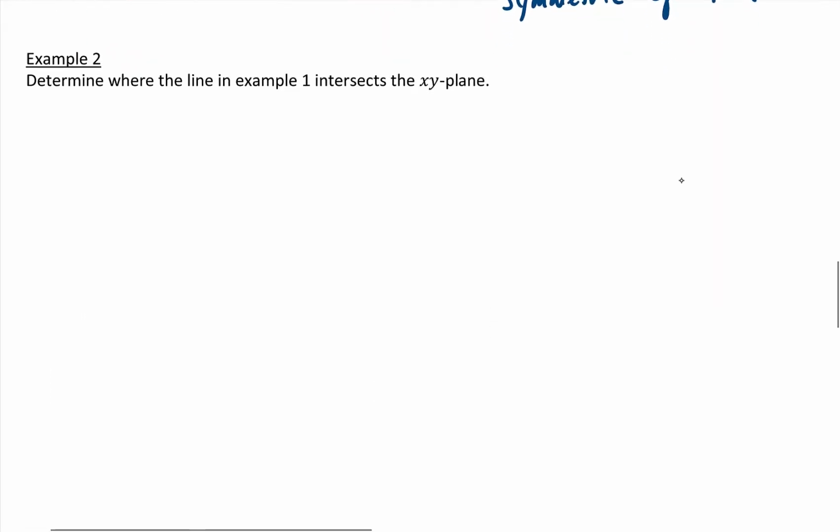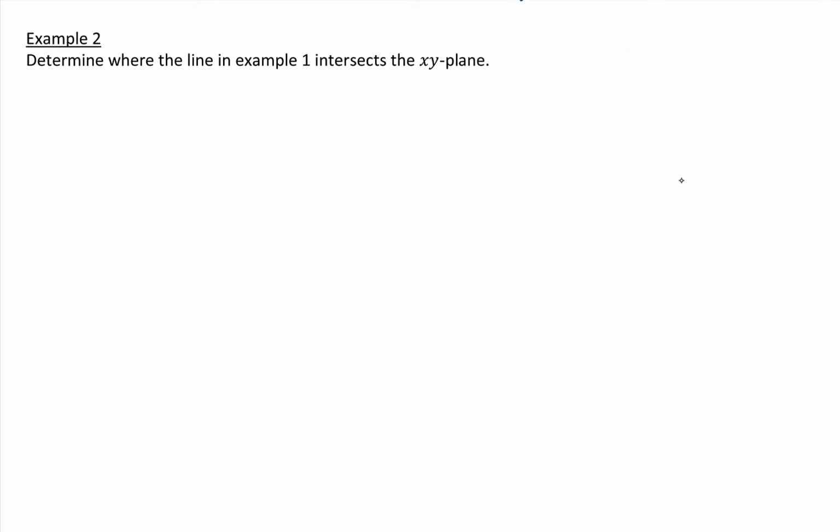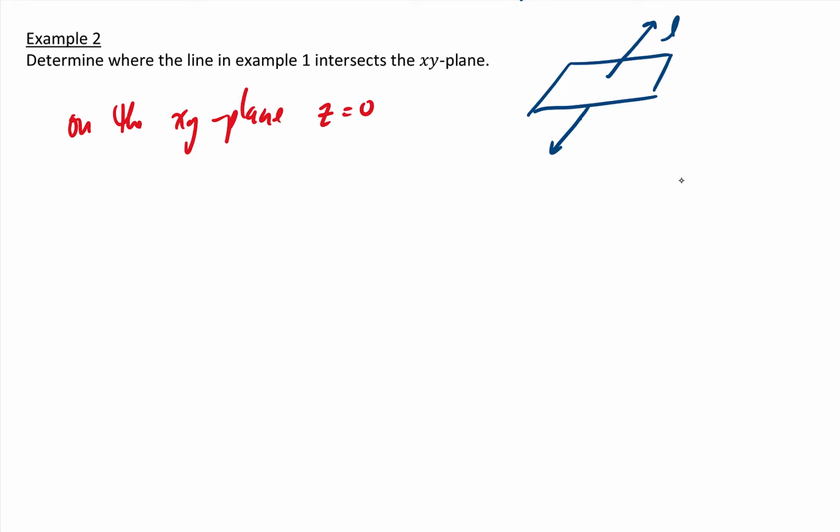So let's go to example 2. Determine where the line in example 1 intersects the xy plane. You're looking for where this line hits the xy plane. And what do we know about the xy plane? On the xy plane, we know that z is always equal to 0. And that's where we're going to start.